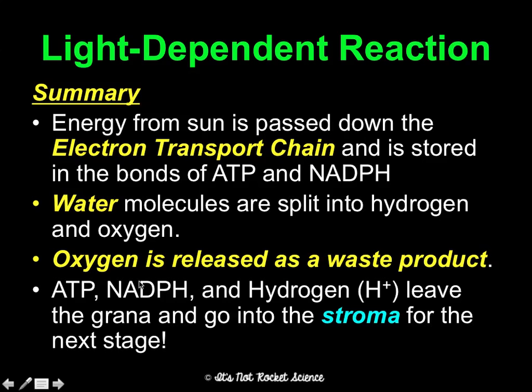Then that ATP and NADPH that we charged up in the ETC move on to power the next step. And then the hydrogens, they're technically H pluses that were ripped off the water, leave also. And all three of these things go into the stroma for the next step. So this whole first step is powered by the sun. But because the second step happens without the sun, we have to have this ATP and NADPH to power it. So the first step is all about just making ATP and NADPH to power the second step.